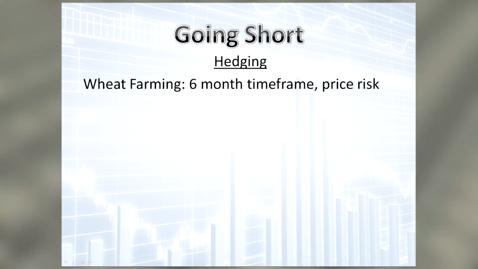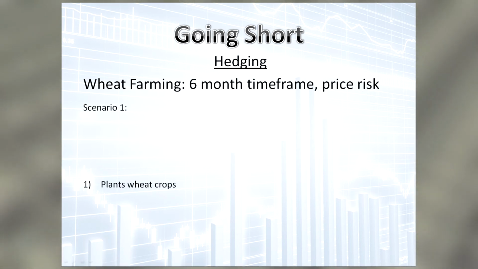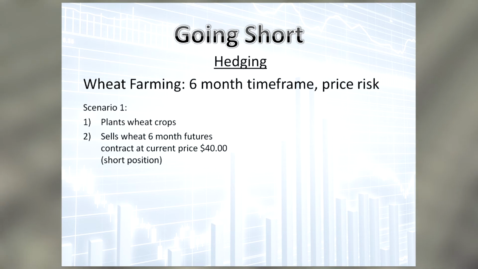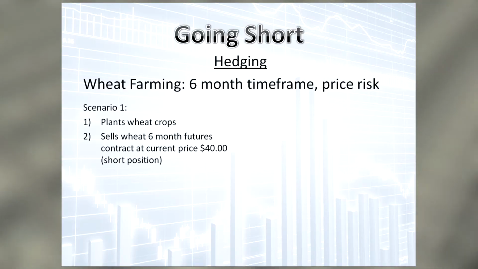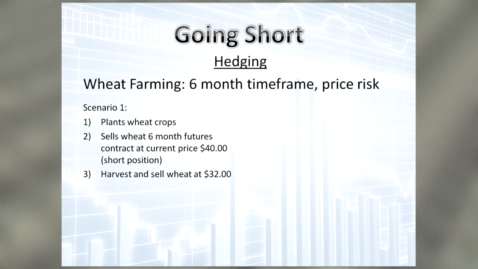So he cannot really allow himself to speculate on the price of wheat 6 months down the road. So what the farmer does when he plants his wheat is he goes out and sells the wheat on a 6-month futures contract at the current price of $40 per bushel. He's effectively taking a short position on wheat. This is known as a forward hedge. 6 months later, the farmer is ready to harvest and sell his wheat at the prevailing market price of $32 per bushel. Now, something happened that made the price of wheat drop from $40 6 months ago to $32 today.